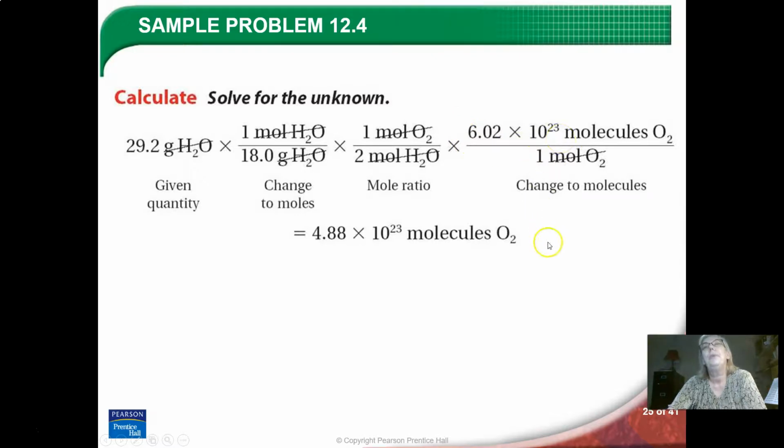So this is another good problem to understand how to do. So please take your time and understand this one as well.